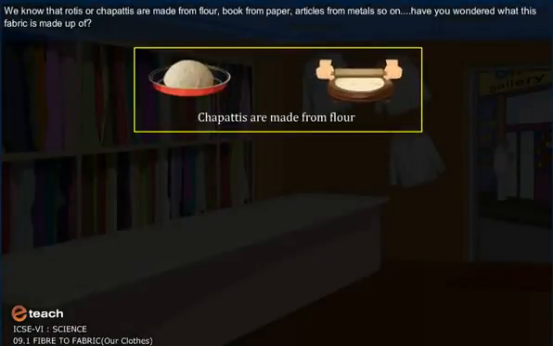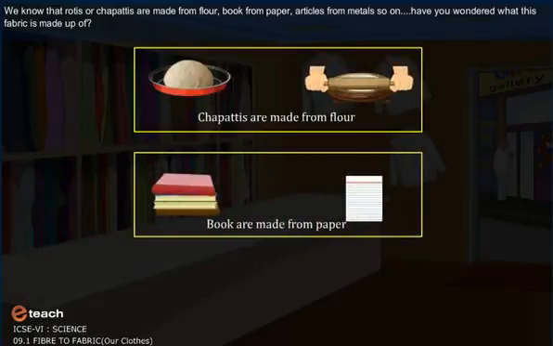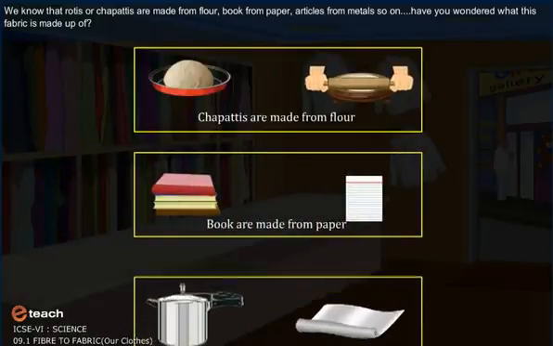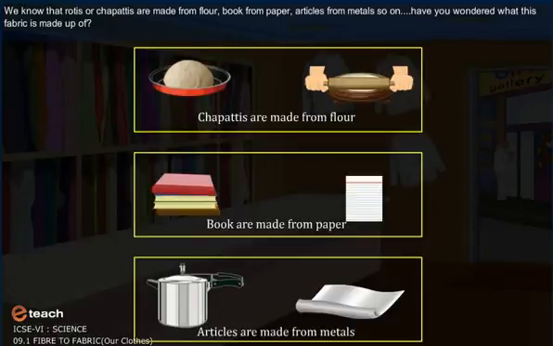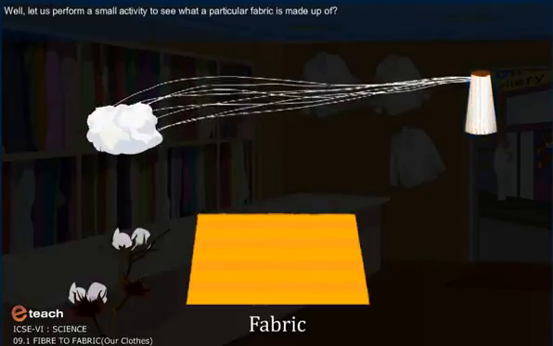We know that rotis or chapatis are made from flour, books from paper, articles from metals, and so on. Have you wondered what this fabric is made up of? Well, let us perform a small activity to see what a particular fabric is made up of.